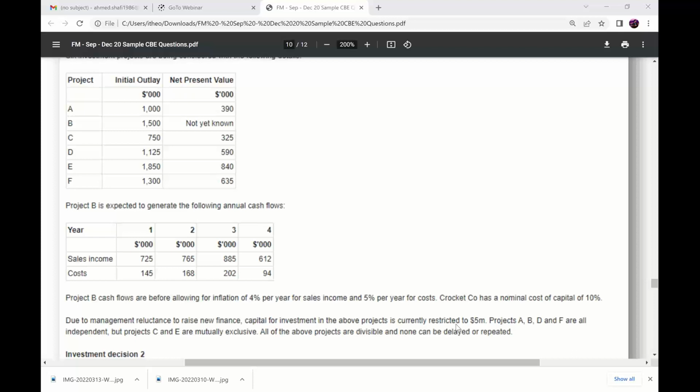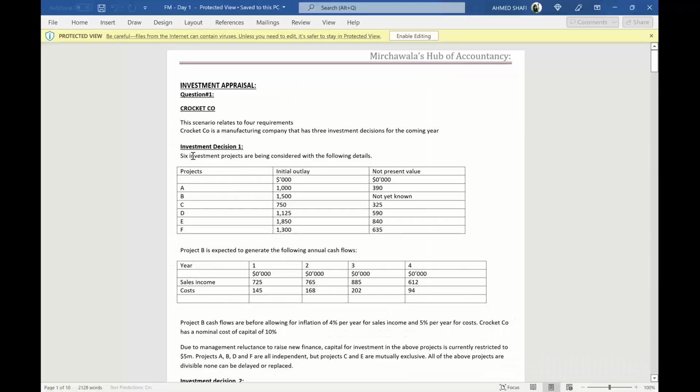Projects A, B, D, and F are all independent, but projects C and E are mutually exclusive. All of the above projects are divisible and none can be delayed or repeated. So all these projects are divisible and none can be delayed. Okay, so let's first gather some data.